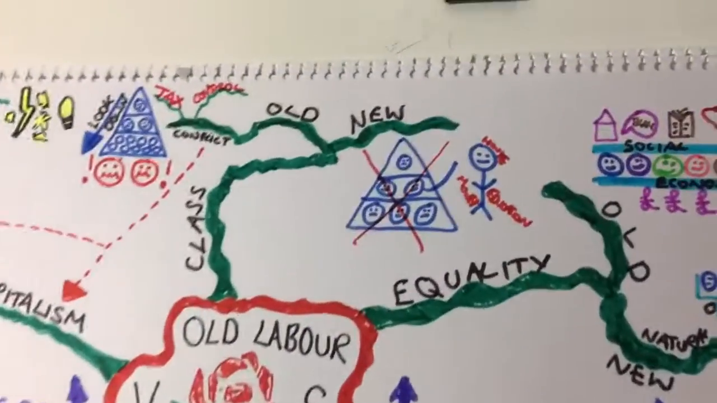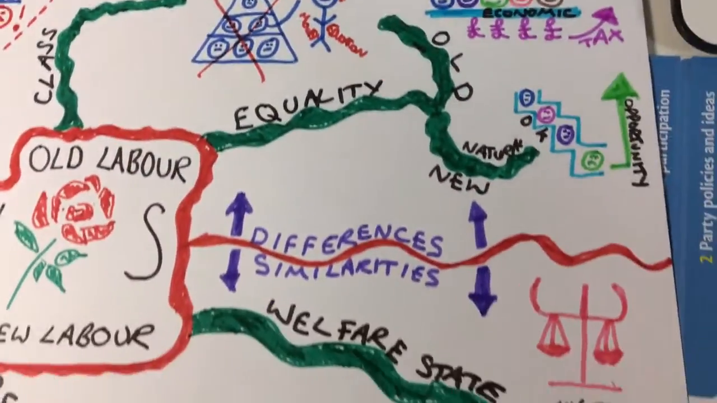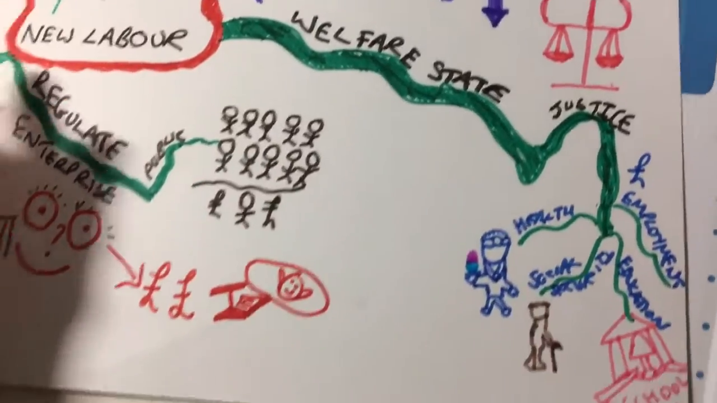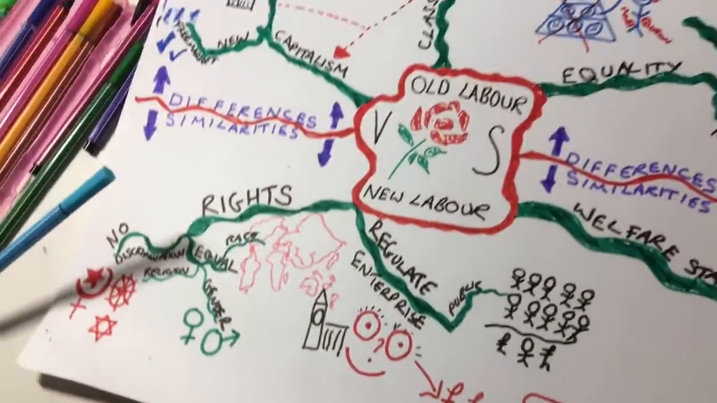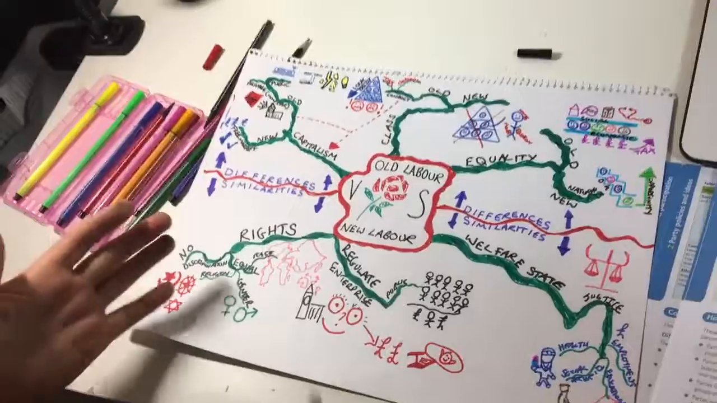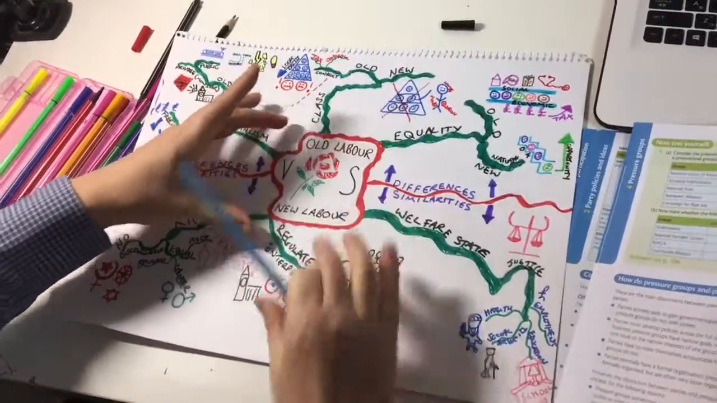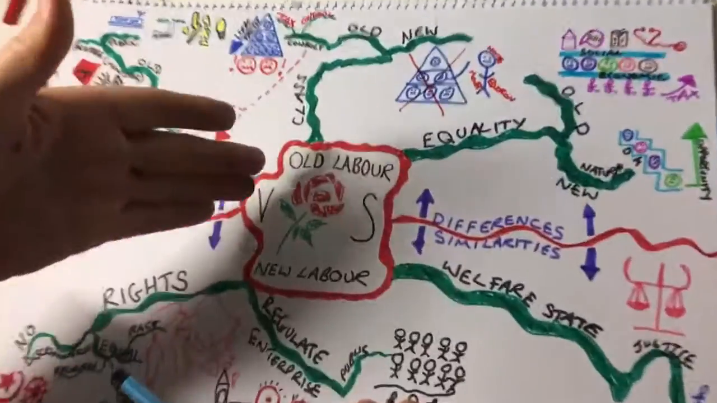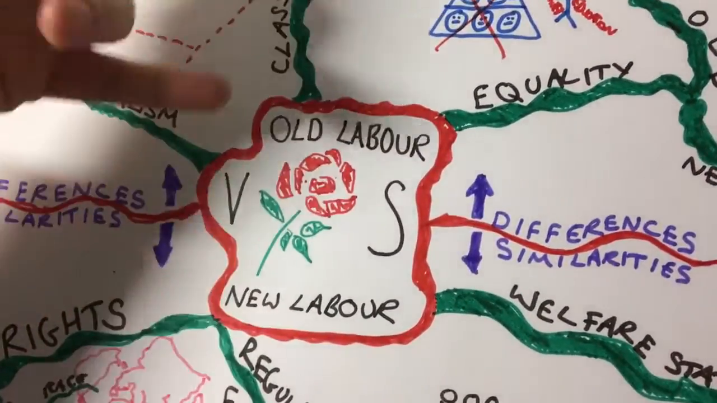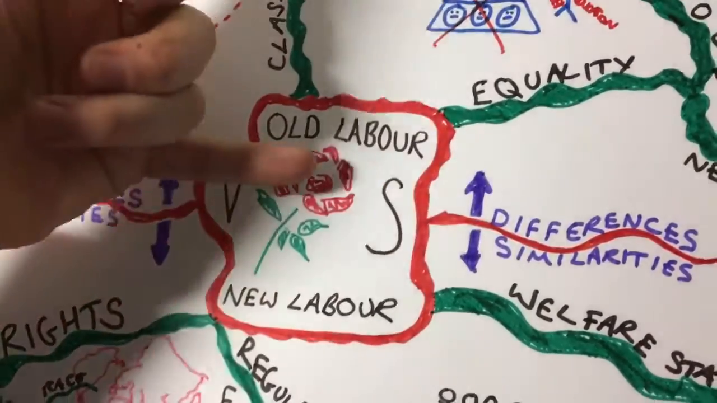It's wavy. They're going to help me focus my study. I can focus on these links between ideas. And the idea is that everything here is connected. All of these ideas are connected to the centre of my mind map, which is the picture of the Labour Party. I've got clearly old and new and versus.